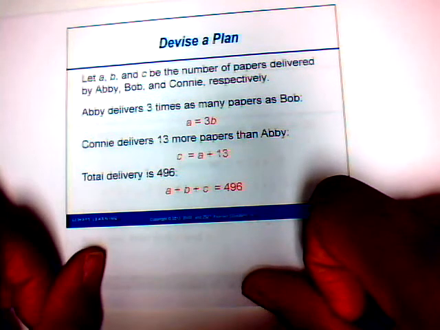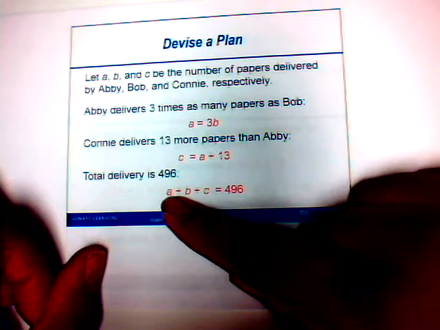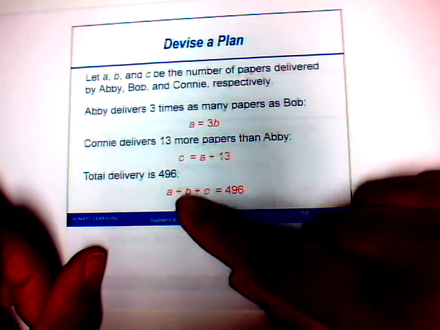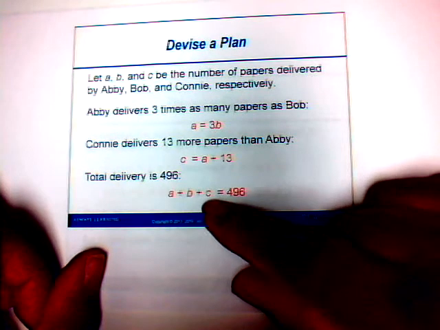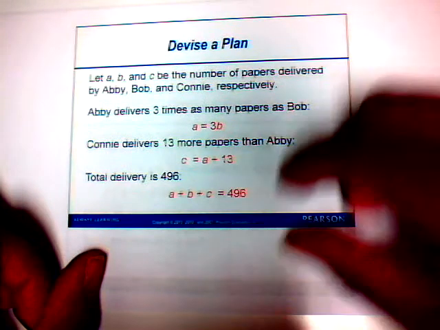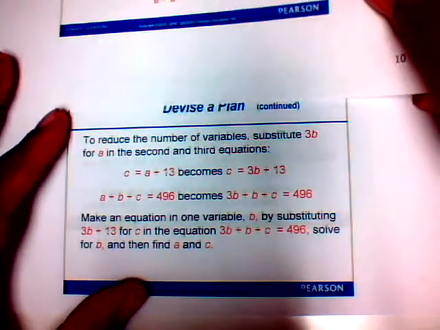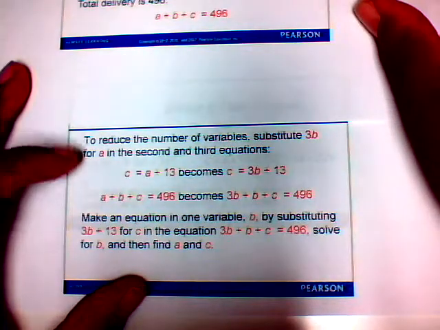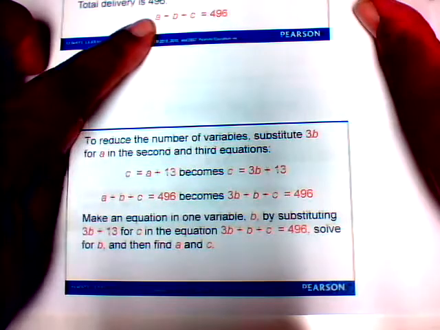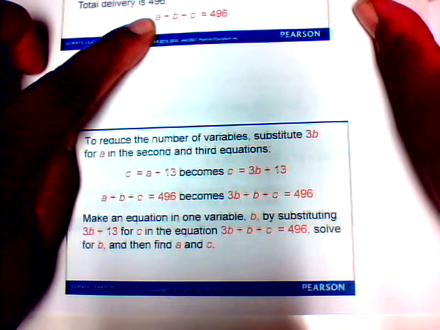Then the total delivery is 496. So the number of papers that Abby delivered, which is A, plus the number of papers that Bob delivered, that's B, plus the number of papers that Connie delivered, which is C, is equal to 496. Now, to reduce the number of variables, we're going to substitute 3B in for A in the second and third equations.